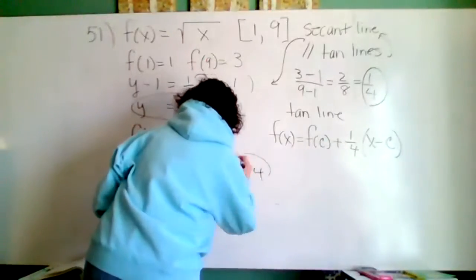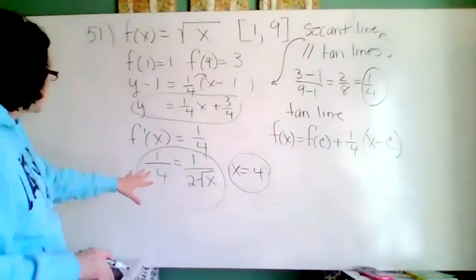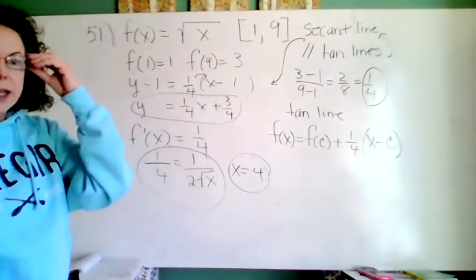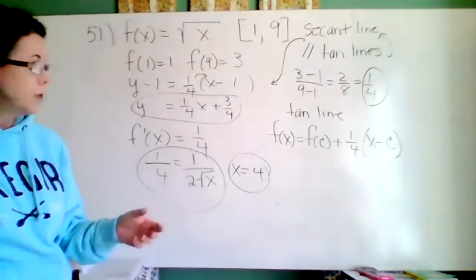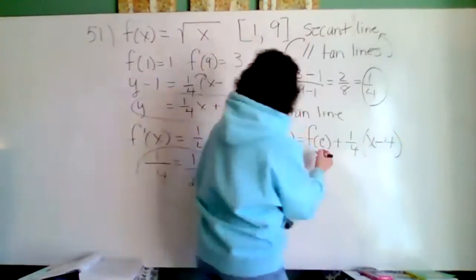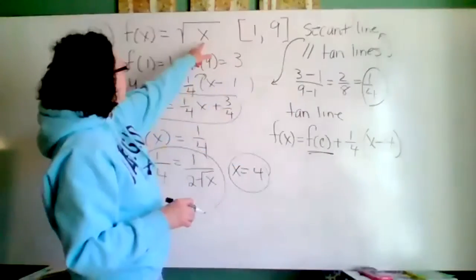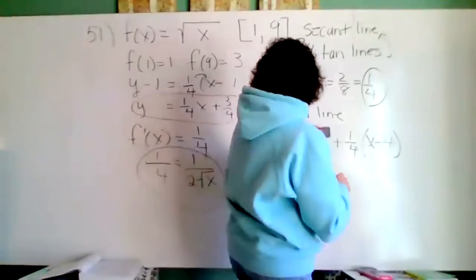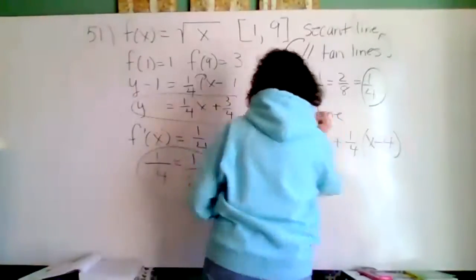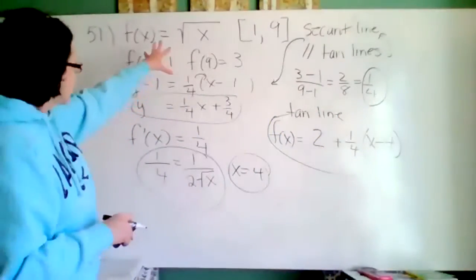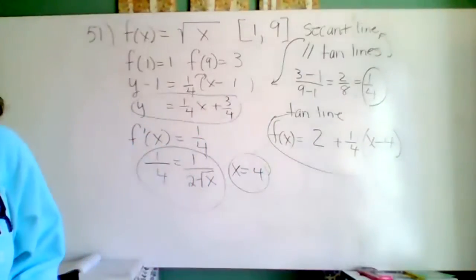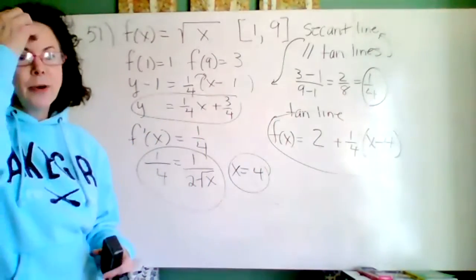So x equals 4 is the x value where the derivative is equal to 1/4, the mean rate of change on the interval. So I'm just going to put my 4 in right here. I need the y value that goes with that. When I put a 4 in, I get a 2 there. And now I could graph all of these things. I could graph the square root function, I could graph the secant line, I could graph the tangent line. That's a lot. Any questions there, Dylan?